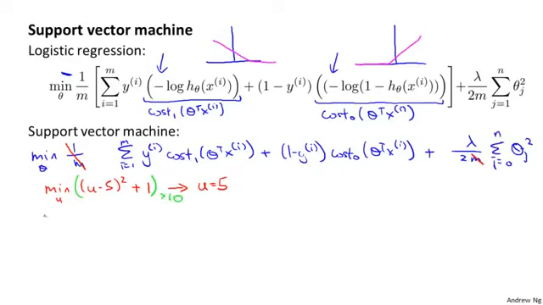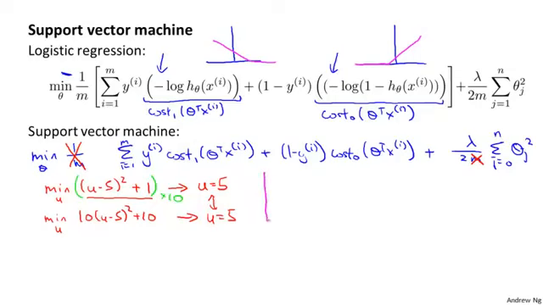So, for example, my minimization problem is the min over u of 10(u - 5)^2 + 10. The value of u that minimizes this is still u = 5. Multiplying something you're minimizing over by some constant, 10 in this case, does not change the value of u that minimizes the function. In the same way, what I've done by crossing out this m is multiplying my objective function by some constant m, and it doesn't change the value of theta that achieves the minimum.